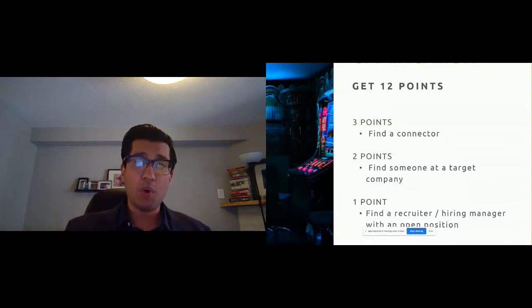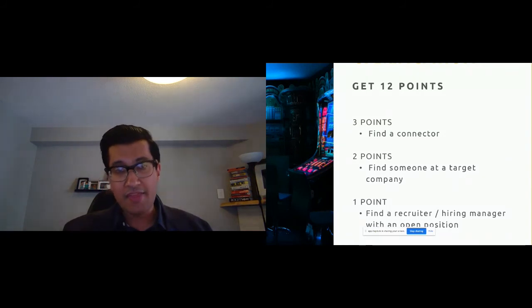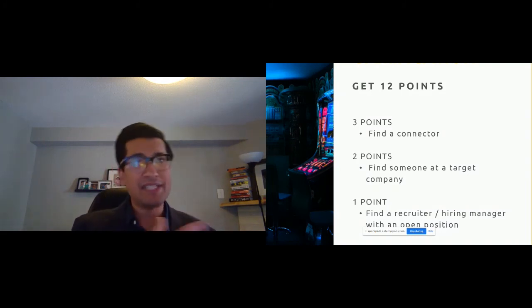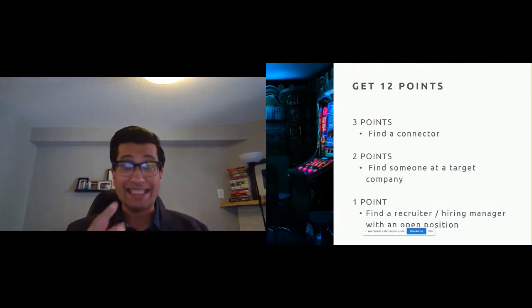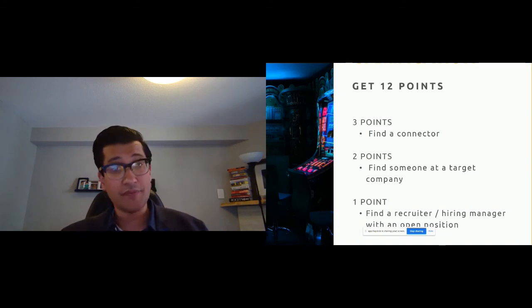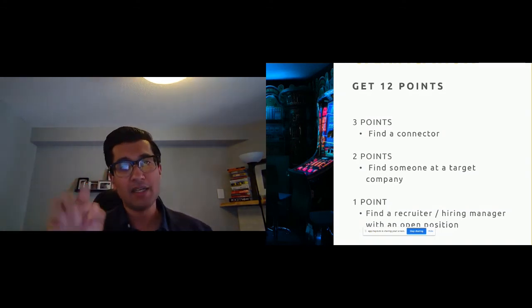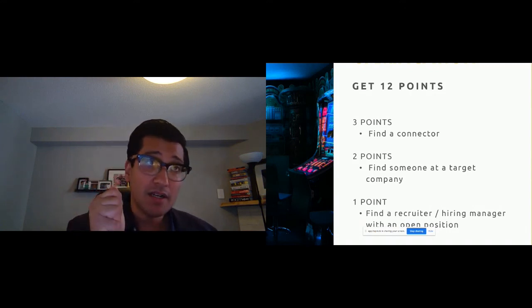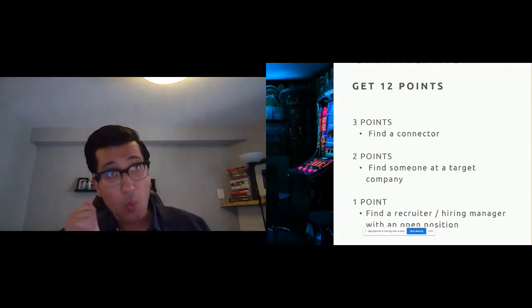So get 12 points. A 3-pointer is if you meet someone and they are a connector. They aren't necessarily a recruiter by any means, but they know a lot of people potentially in your space, and you can ideally book a coffee with them, a virtual coffee. I'll add in book a coffee on the spot to that point. That's 3 points. Get that business card, 3 points, and you need 12.